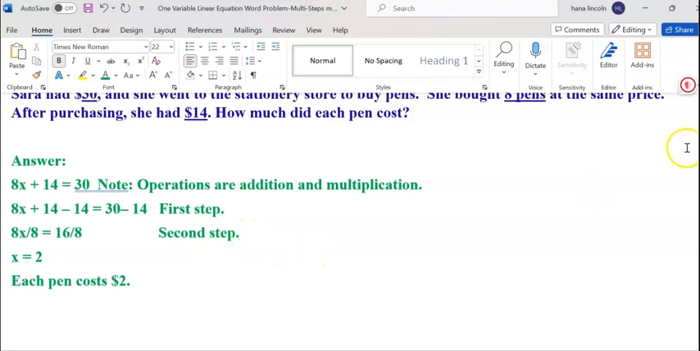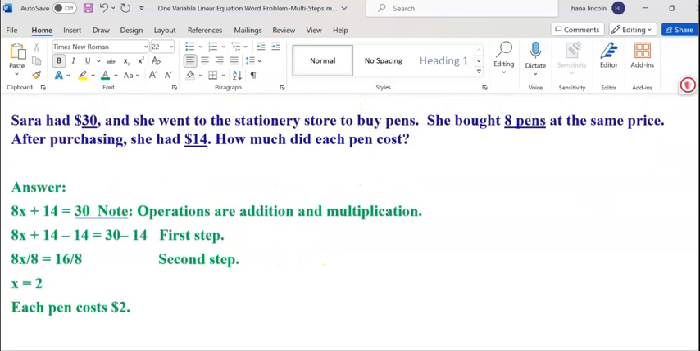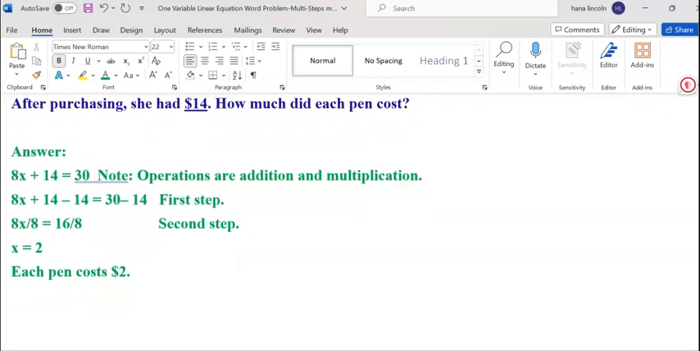All right, that's how we solve this kind of given problem, okay? When two operations are involved, use two steps.